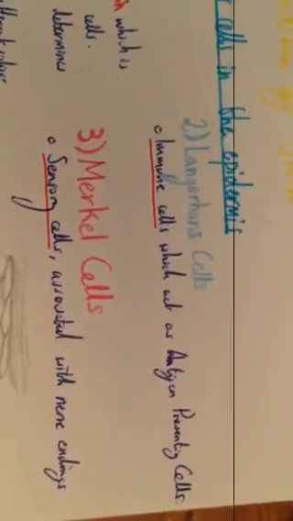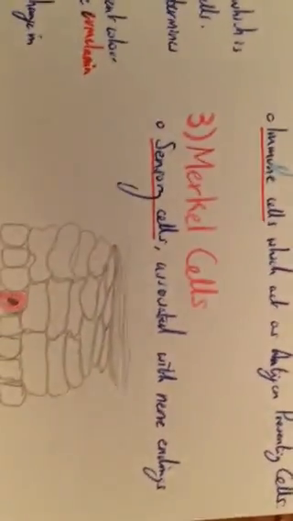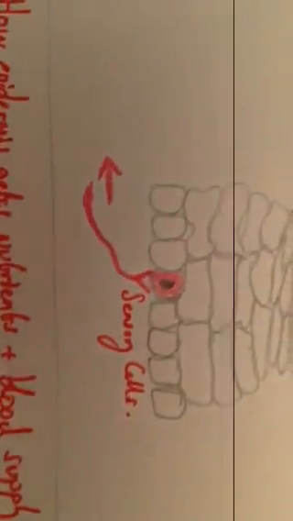Anyway, Langerhans cells, immune cells which act as antigen presenting cells, and also Merkel cells. These are sensory cells associated with nerve endings.